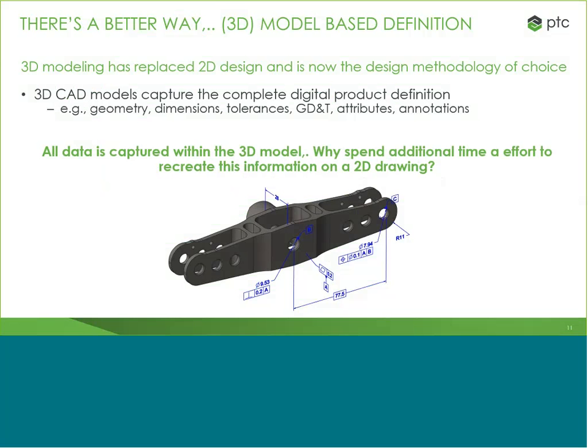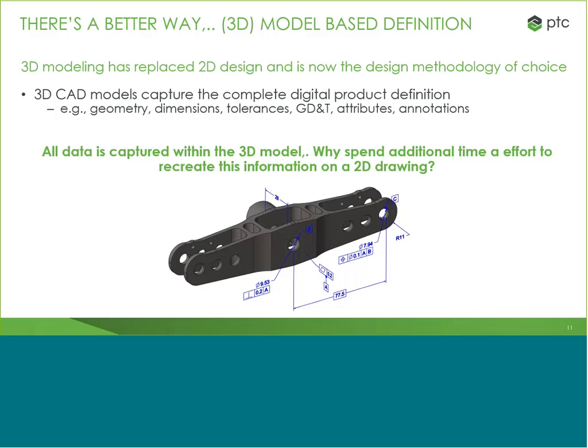So to explain and to really hit on the fact, there's a better way. We've got this 3D model. We've got all this great information captured in the model. So the question becomes, if I can give you a model, I can give you the geometry, the dimensions, the tolerances, the GD&T, the attributes, all the annotations. It's all contained in the model. So now you can visualize that information, you can access the information, and in addition to that, you can spin the geometry and interrogate it. Why would I go through all this additional effort to create or recreate a 2D drawing that essentially has the same information? So this is really the process change.